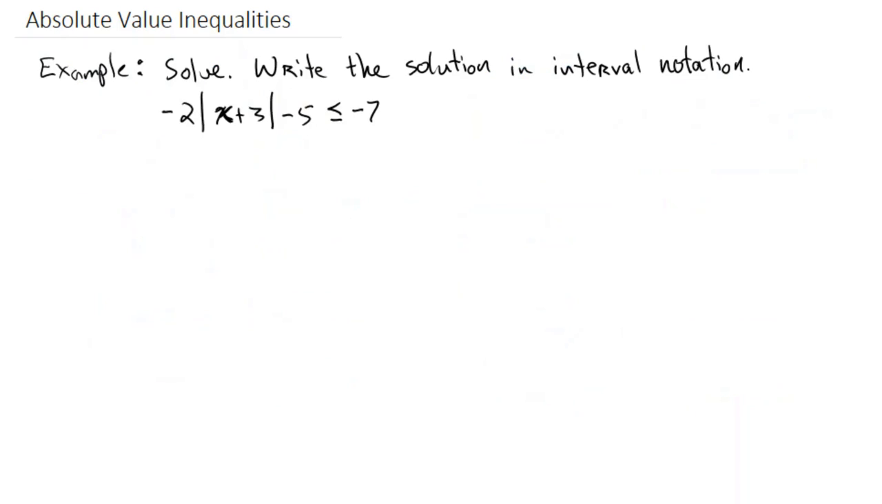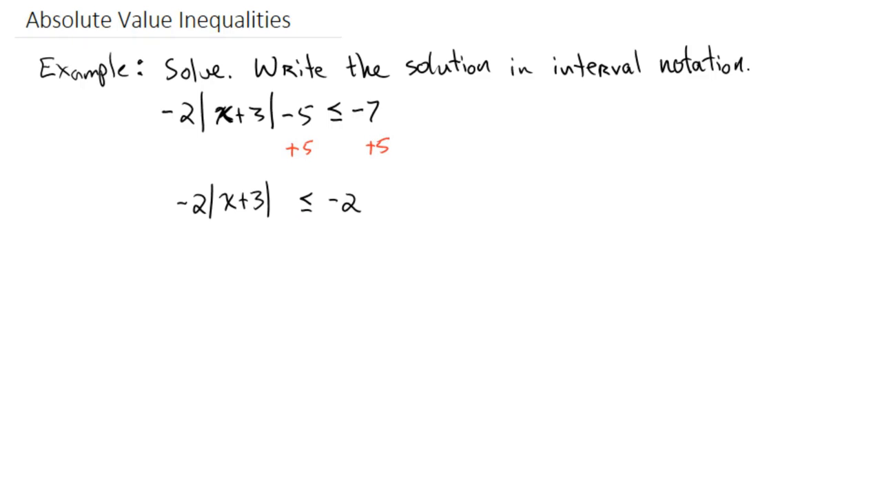Alright, so here we have our absolute value inequality. Negative 2 times the absolute value of x plus 3, minus 5, is less than or equal to negative 7. Now with these, just like we saw with the equations, before we split into our positive case and our negative case, we first need to isolate the absolute value piece, or get the absolute value by itself on one side of the inequality. To do that in this case, I need to start by adding 5 to both sides of the inequality.